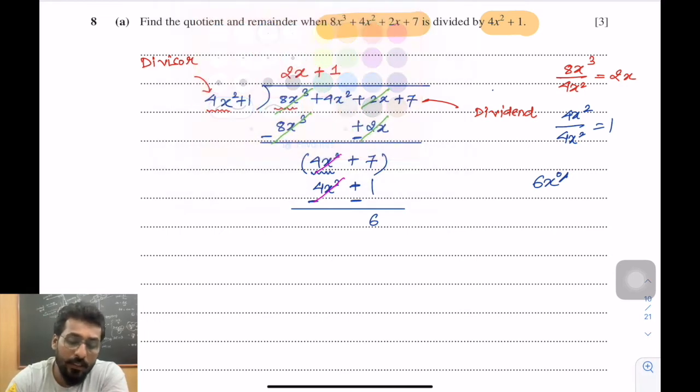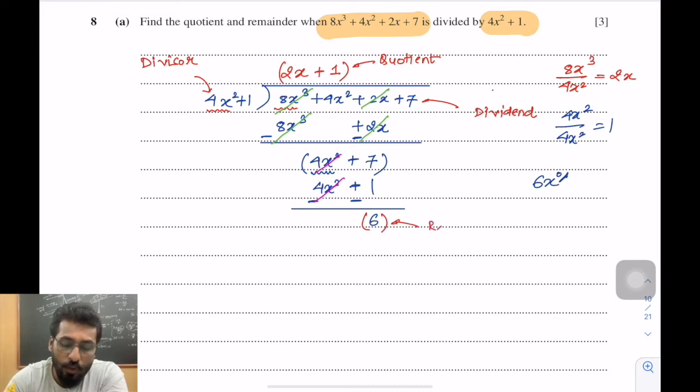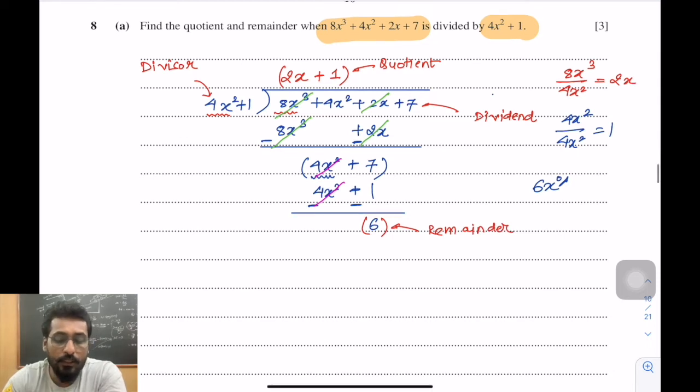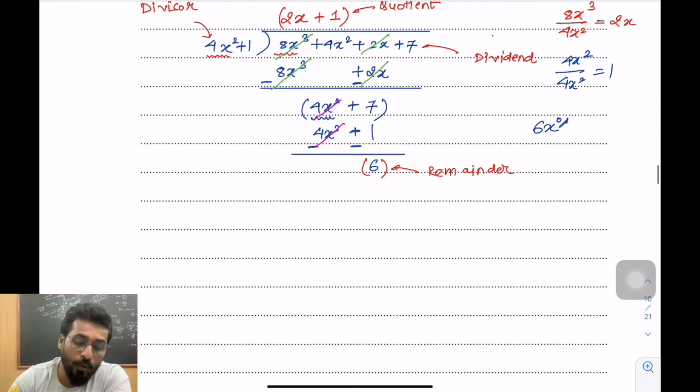So now you can very easily understand that this 2x plus 1 that you have got is your quotient, and the 6 that you have got is your remainder, right, students? So this is what the question was demanding. Find the quotient and the remainder when a particular expression was divided by another expression. Okay, so I am going to write my quotient and the remainder. So quotient is 2x plus 1 and the remainder is 6.